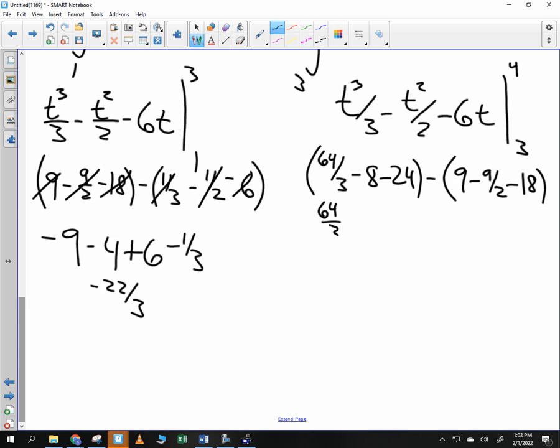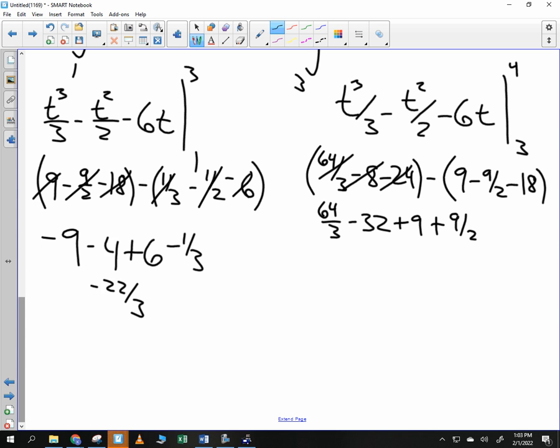64 over 3. Negative 8, negative 24. So minus 32, so I'm done with those. 9 minus 18. Negative 9, and I'll make that negative, so plus 9. It's going to be plus 9 halves or minus 9 halves? Plus 9 halves.